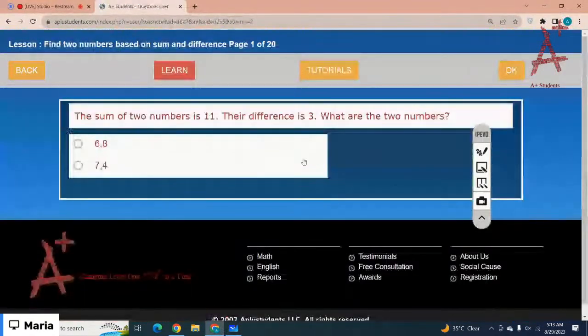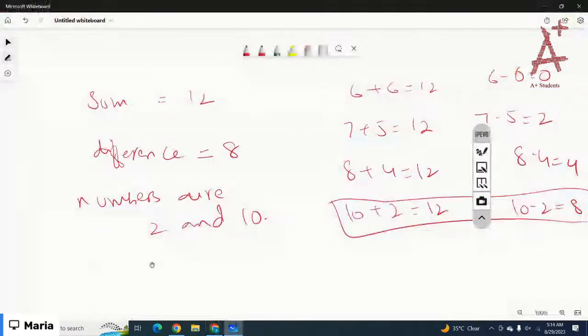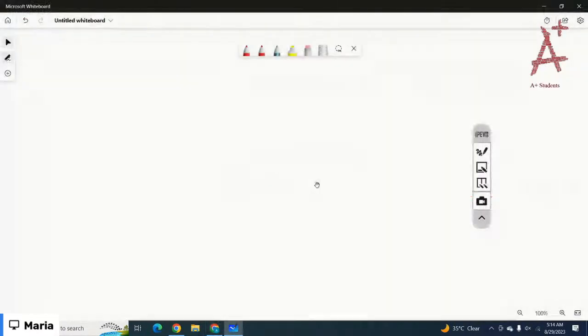The sum of two numbers is 11 and their difference is 3. What are the two numbers? When you are given the options, it is very easy. You can just check the options, right? You have the options 6, 8 and 7, 4. The sum is 11, the difference is 3.